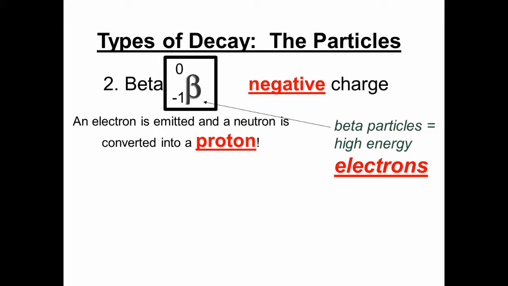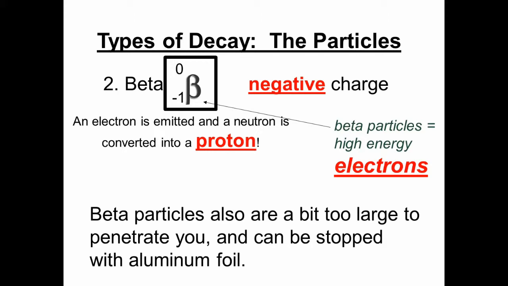So beta decay is really different from alpha decay. Beta decay has a negative charge. The particle that's emitted is called a high energy electron. And when this electron is emitted, a neutron is converted into a proton. I like to explain it to people by thinking of a neutron as having both a proton and an electron within it, and that's why it's neutral. It's not exactly how it is, but when that electron is emitted, that neutron now just has that positive charge, and so it's a proton and the mass hasn't changed. Beta particles are also too big to penetrate you, and they can be stopped with aluminum foil.